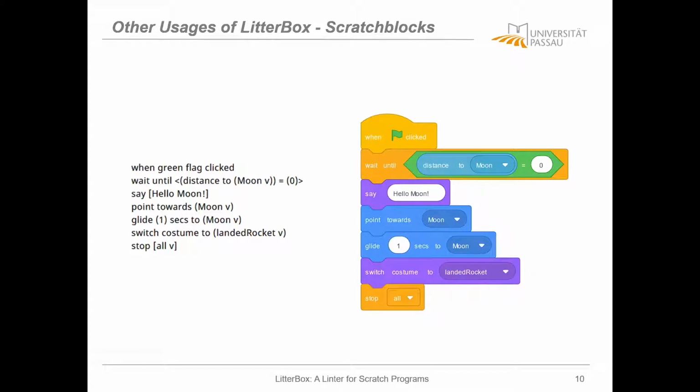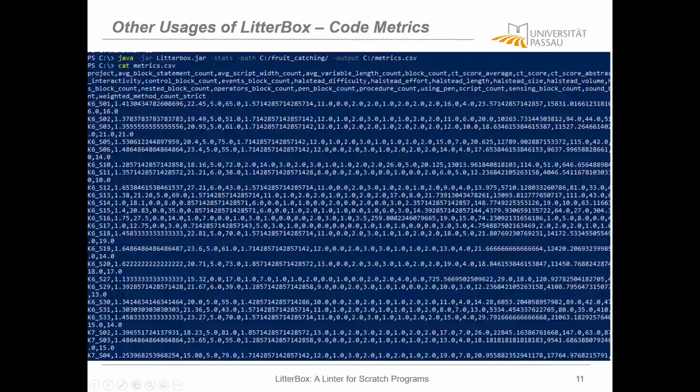LitterBox also has other usages, like Scratch blocks output. This is a textual representation of Scratch code and can be used for visualization purposes, like on the web front end. LitterBox can also calculate the code metrics of Scratch projects. This works like the batch mode and calculates metrics like block count, sprite count, Halstead difficulty, Halstead volume, and weighted method count.